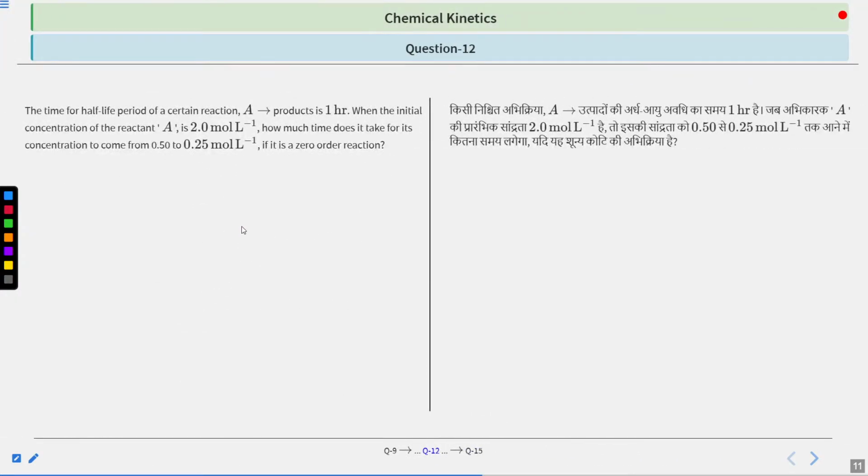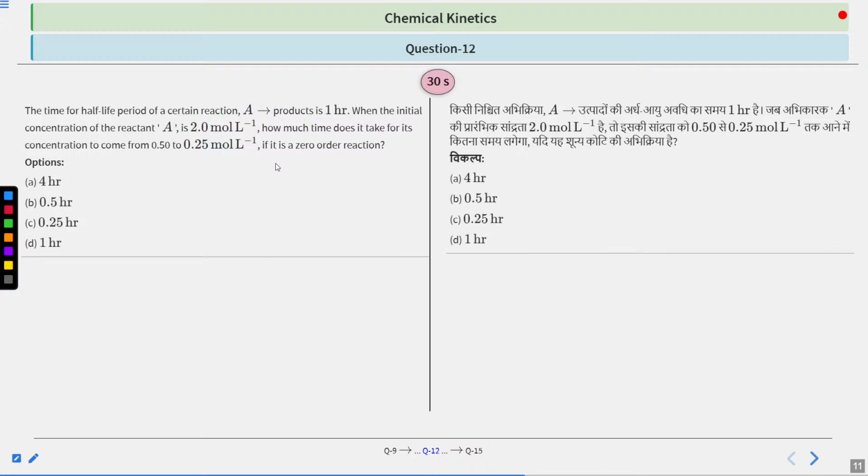So last question for today's session. The half-life period of a certain reaction going from A to product is 1 hour. When the initial concentration of the reactant is 2 mole per liter, how much time does it take for its concentration to come from 0.50 to 0.25 mole per liter if it is a zero order reaction? So these are the options. So you have 30 seconds to solve this question. Your time starts now.